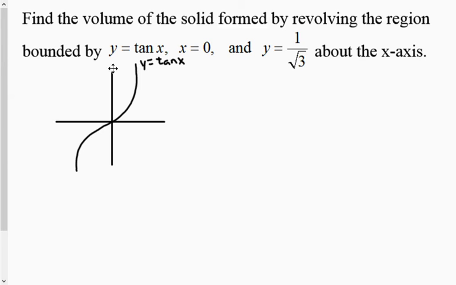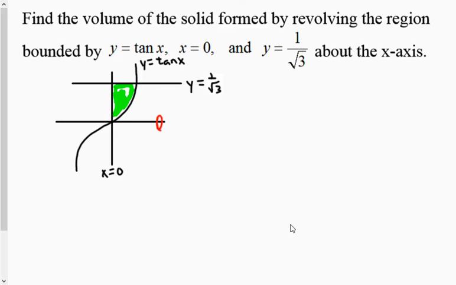x equals 0 is the y-axis. And then also we've got y equals 1 over square root of 3, which would be maybe a line that came through like that. There's y equals 1 over square root of 3. So the region we're talking about here is this region right here. All right, we want to find the volume if we took this region and revolved it about the x-axis.